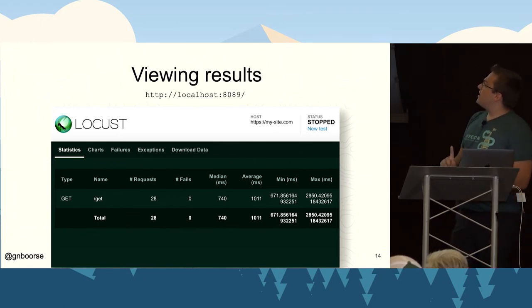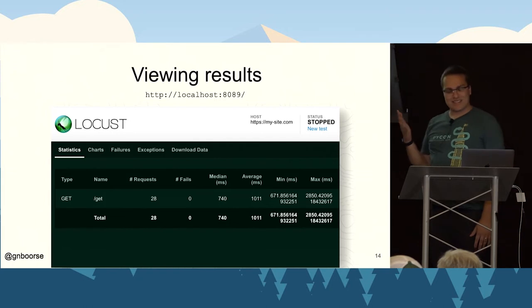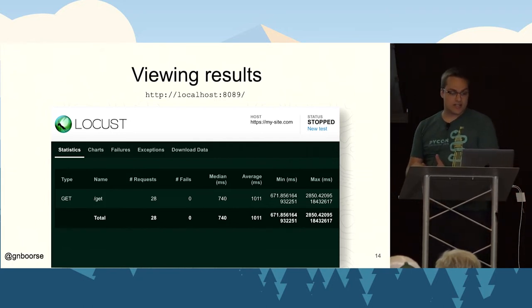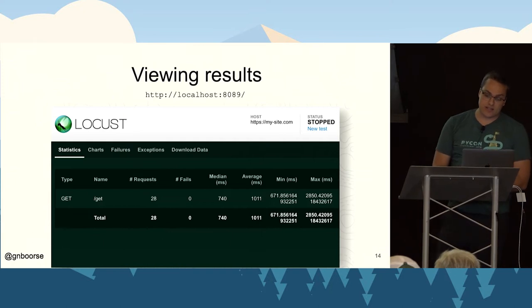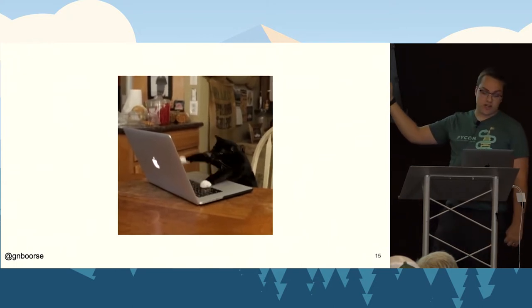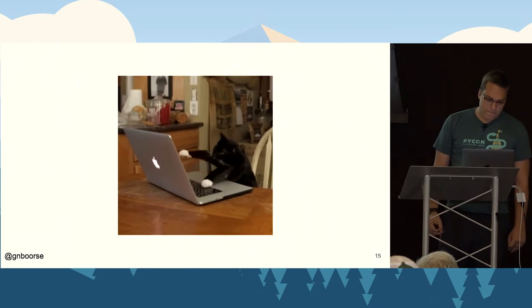You've also got median, average, minimum, and maximum request times. And you can see all the way there at the maximum, 2.8 seconds, that's a little long. So this is great. I can write a load test that sends hundreds or thousands of requests to just hammer on my application. But the problem is that this test is not much better than a cat pressing refresh on my laptop. And I just wanted an excuse to put a cat GIF in this talk.